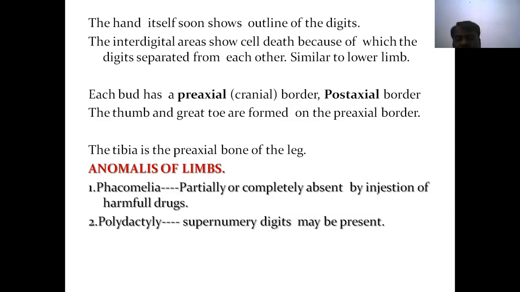Next, polydactyly, the supernumerary digit. Sometimes it is present, like in the actor Hrithik Roshan, who has an extra thumb. That supernumerary digit we can identify, and it is called polydactyly.